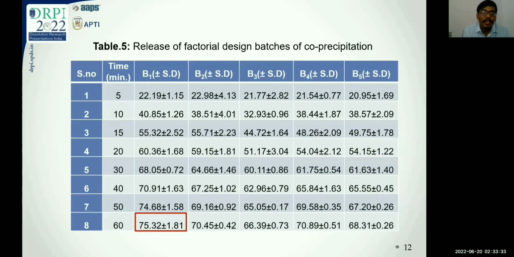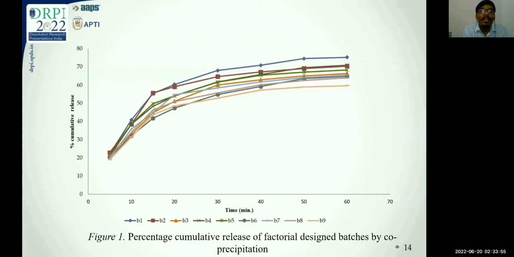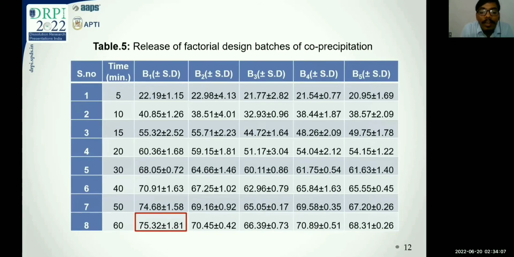Coming to the drug release studies of the 9 formulations at different time intervals, which were performed in triplicate, are as shown in this figure and this table. Batch B1 showed better drug release compared to all other 8 formulations, with drug release of 75.32 after 60 minutes. This graph depicts the percentage cumulative release of co-precipitation of all 9 batches, in which batch B1 gives the highest drug release at 75.32.